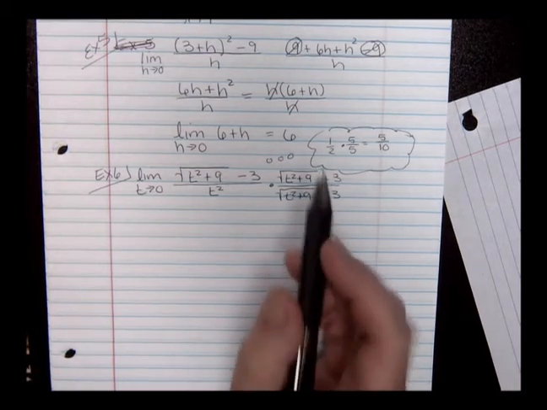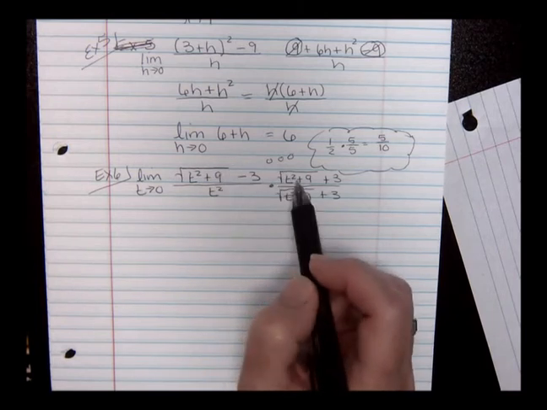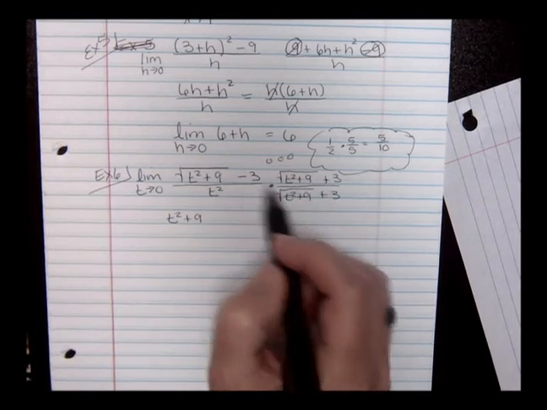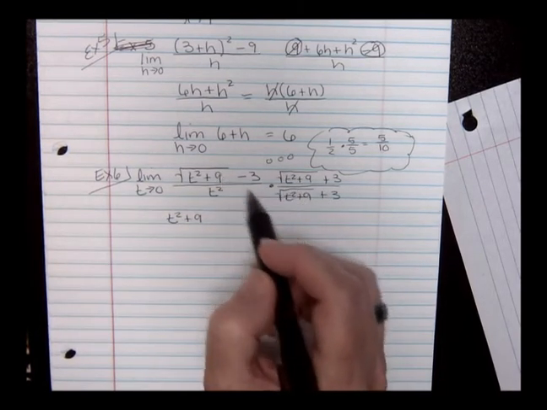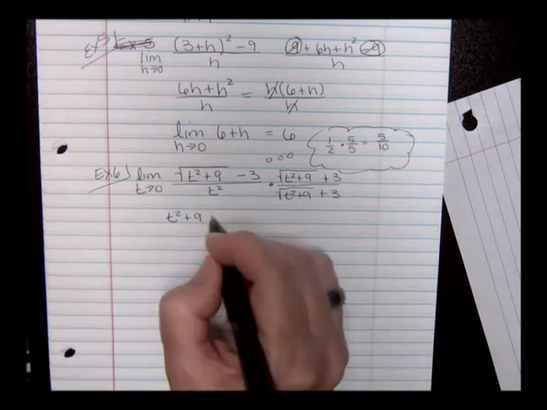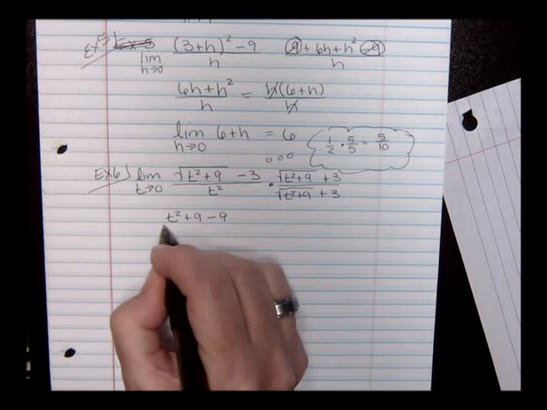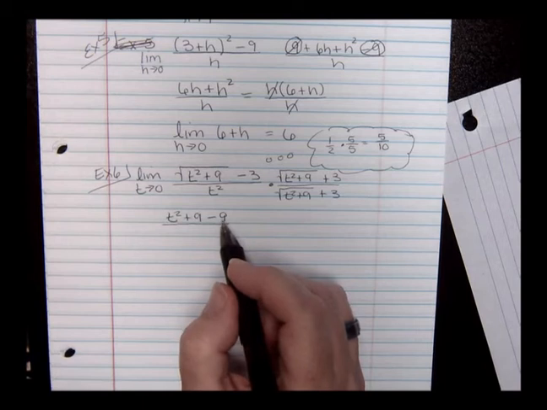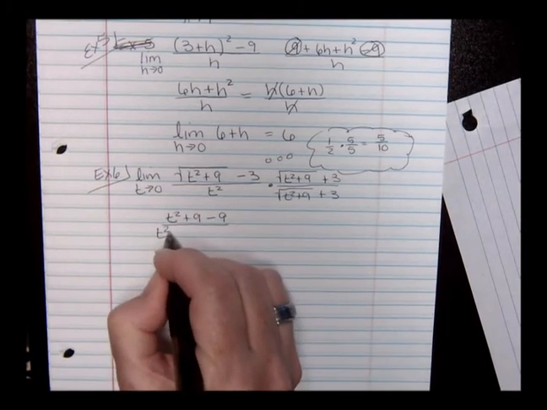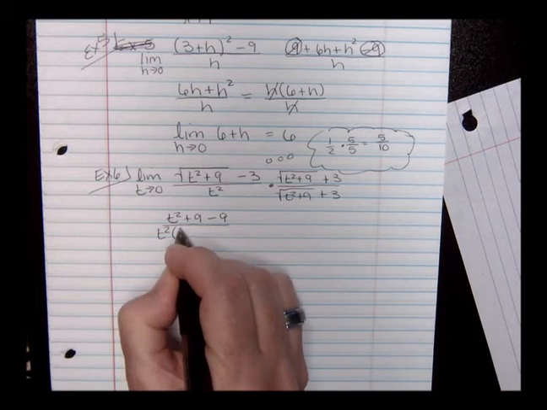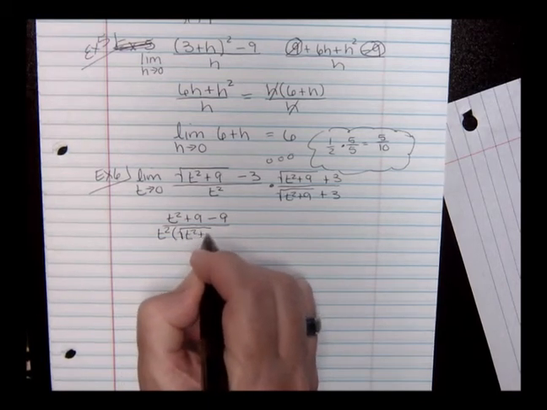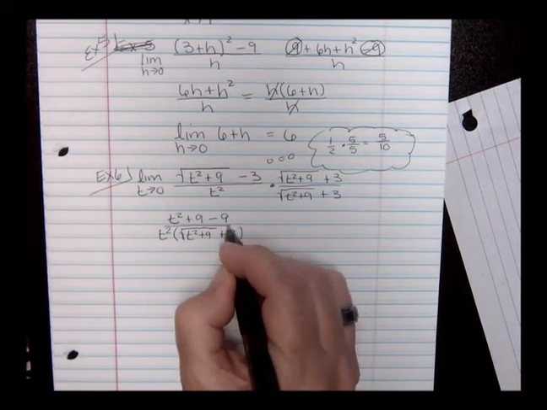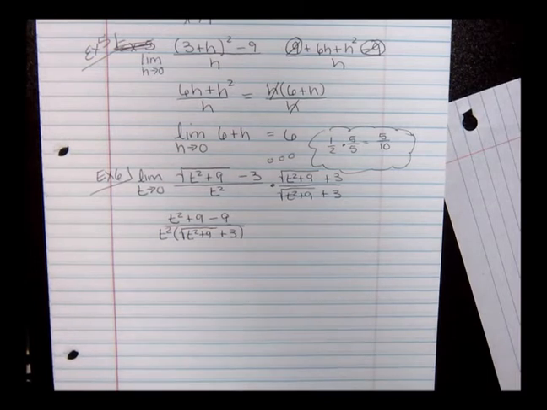Okay, so now when I have a difference of squares, I square this. I get t squared plus 9. My middle terms will cancel. And then I have minus 9. Well, that made the top a lot better. Okay. So on the bottom, I have t squared, and then I still have my square root of t squared plus 9 plus 3. Not too bad. It's actually not going to take as much room as I thought.